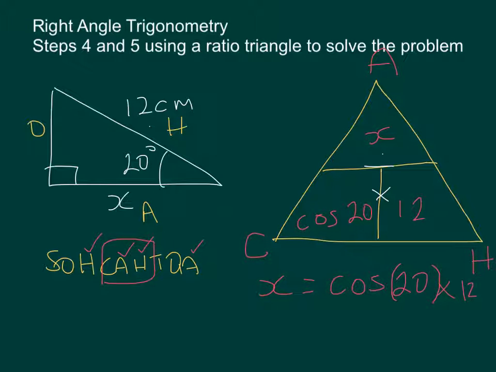Now when you enter this into your calculator, you go x equals cos of 20 times 12, you should come up with the answer on your calculator, in this case for this example, of 11.2763 and so on. Most problems will ask you to round to 2 decimal places, so this would actually be x equals 11 point, in this case, because our third decimal is a 6, it would become 11.28, and don't forget your units. Okay, that's basically how you use steps 4 and 5 of the ratio triangle.